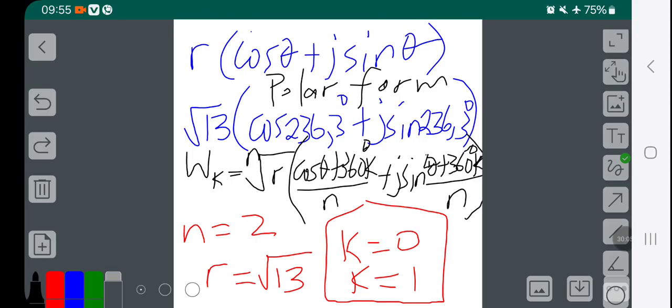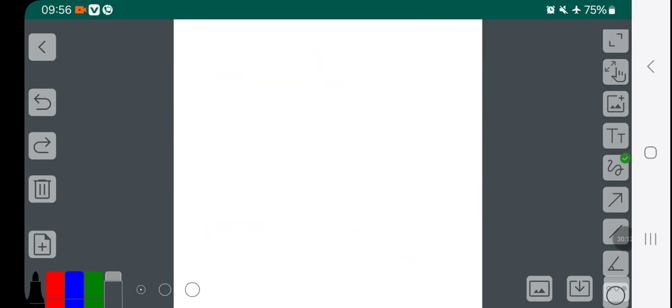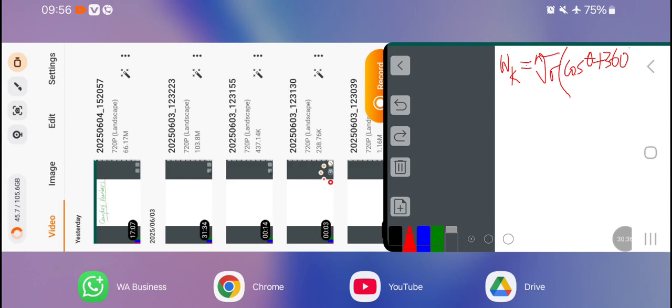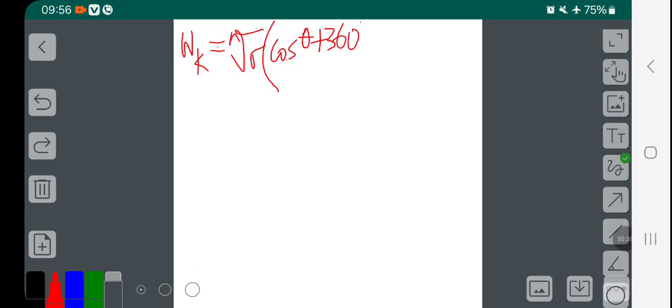So from here, let's proceed now. Let's move on with the calculation. I will rewrite the formula again. w_k is equal to the square root of r, then n here. Open the bracket, cos (theta plus 360k. I mean 360k). Sorry about that.